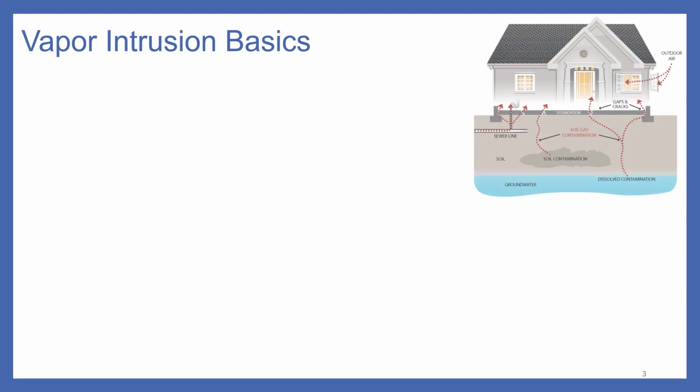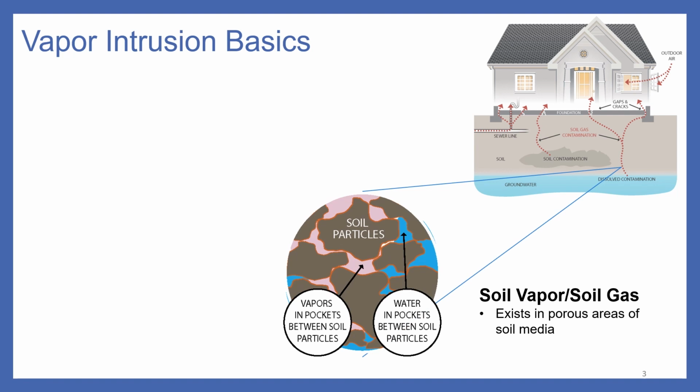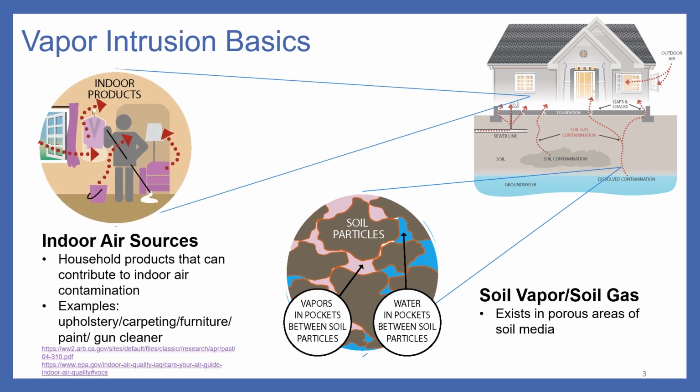All right, so within a soil matrix, vapors exist and move through voids between soil particles. As such, soil moisture and water saturation plays a big role in limiting or attenuating vapor migration. Additionally, caution and necessary steps should be taken prior to collection of indoor air samples, as many household products and items can off-gas and contribute to indoor air concentrations. Examples are gun cleaners, paint, and furniture treated with stain-resistant substances. There are a couple links in the lower left-hand corner of this slide that direct you to both the California Air Resources Board and US EPA for some indoor air source studies for your reference.